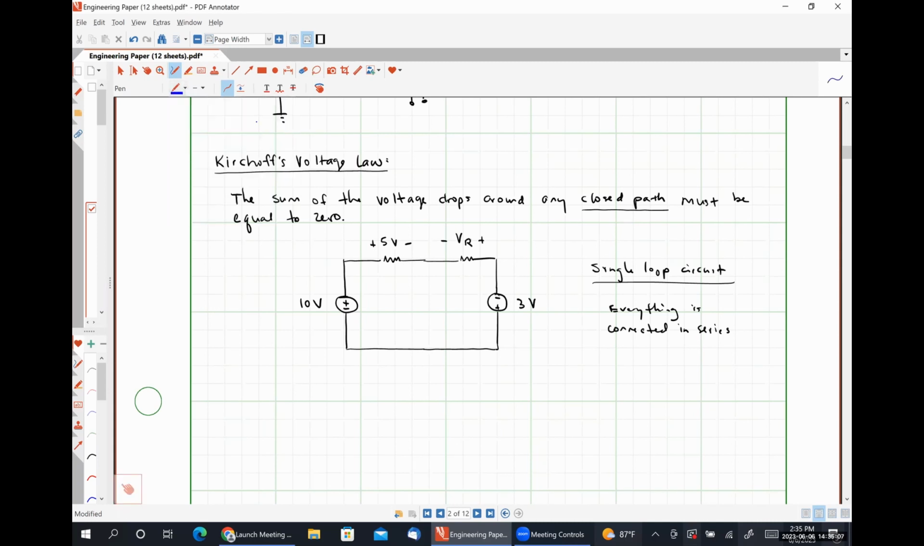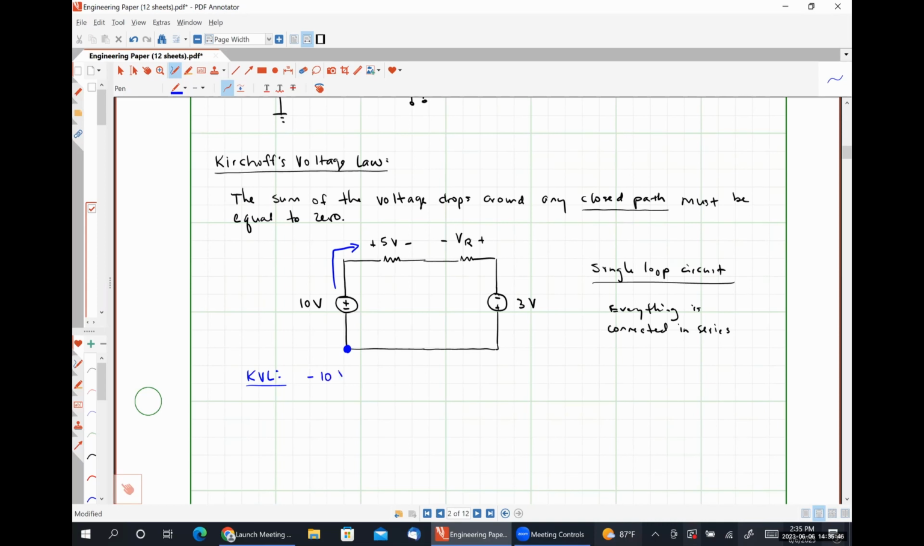So I am just going to make an indication that we are going around this path in a clockwise direction. I typically start at the bottom left-hand corner. Whenever I see a negative polarity terminal first, I give that voltage a negative sign. Whenever I see the positive polarity terminal first, I give that voltage a positive sign. So using that convention for this single loop circuit, I'm going to write KVL here just so you know what we're doing.